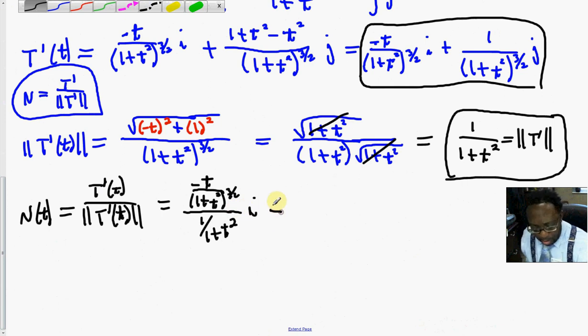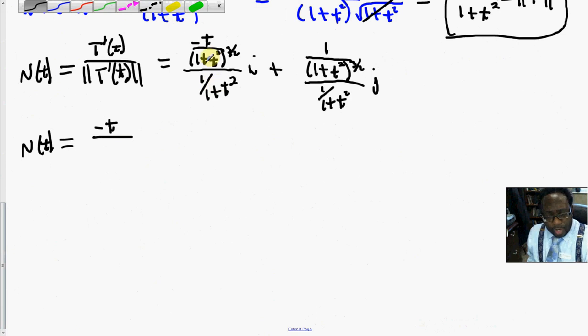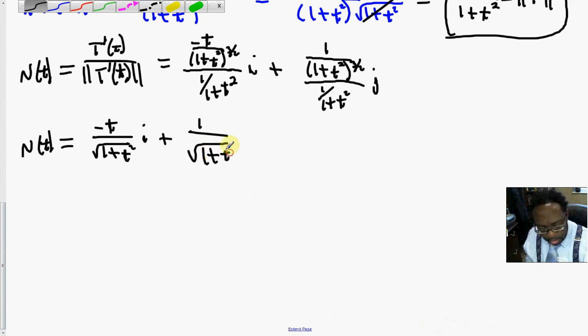i plus 1 over 1 plus t squared to the 3/2 and divided by that norm 1 over 1 plus t squared j. So the normal vector, we clean that up. This 1 plus t squared goes up top to the numerator, divided by 1 plus t squared to the 3/2 power. So all we have left is a negative t, and the 1 plus t squared goes up in the numerator, and downstairs is 1 plus t squared times the square root of 1 plus t squared. So all we have left is negative t over the square root of 1 plus t squared i plus, this is just 1 over the square root of 1 plus t squared j.